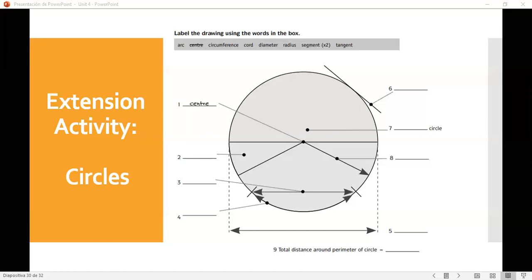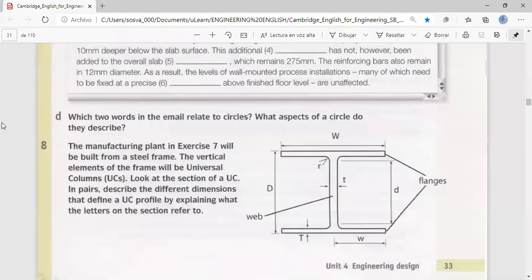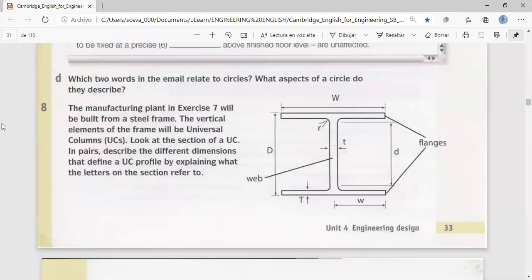And let me change, here it is. Now in the last one, number 8, we have another picture. In this case, it says the manufacturing plant, the one that we heard in the listening, and the one of the email, do you remember? Yep. So this manufacturing plant will be built from a steel frame.